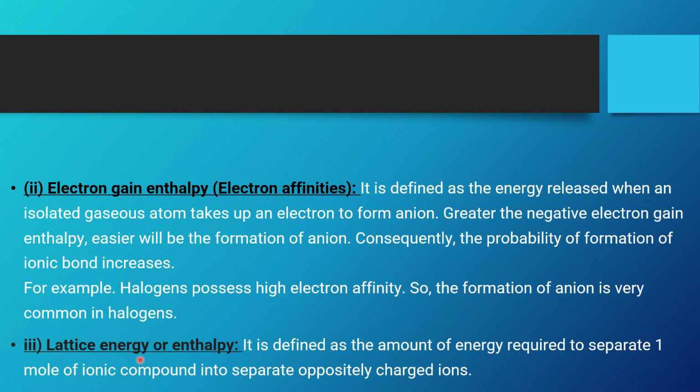Next, lattice energy or enthalpy. This is one of the factors which affects the formation of the ionic bond. It is defined as the amount of energy which is required to separate 1 mole of an ionic compound into separate oppositely charged ions. So this is one other fact which affects the ionic bond.